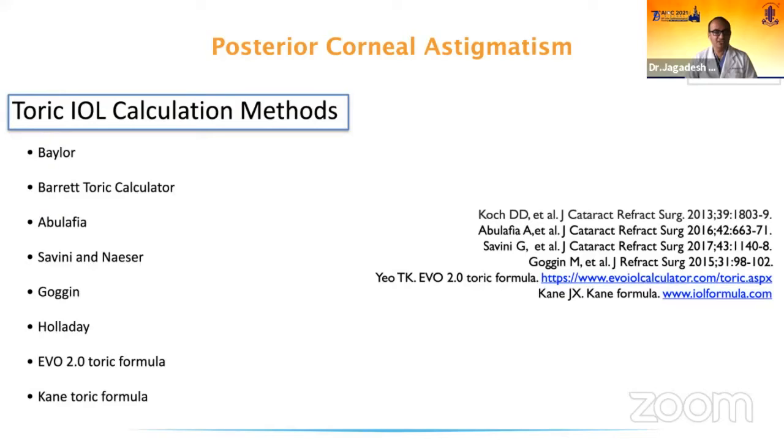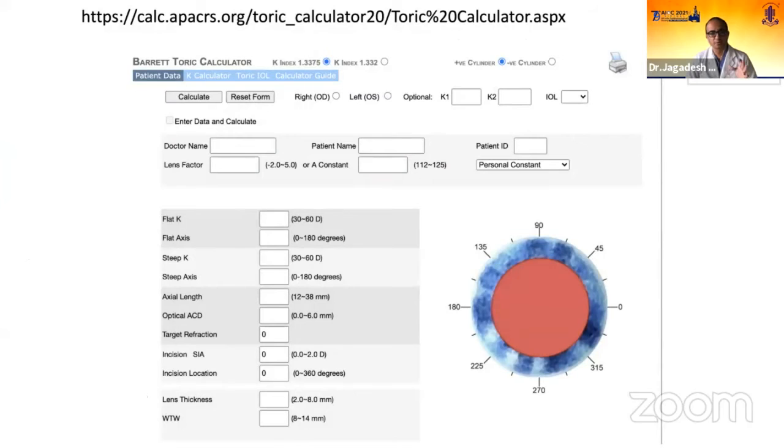Coming to the calculation methods, a few are nomograms, and a few are available online. I'll not be talking to you about all of these, but I'll take you through the Barrett Toric IOL calculator from the APACRS website. Once you go to the website and select the IOL power calculation for toric lenses, you'll get to this page.